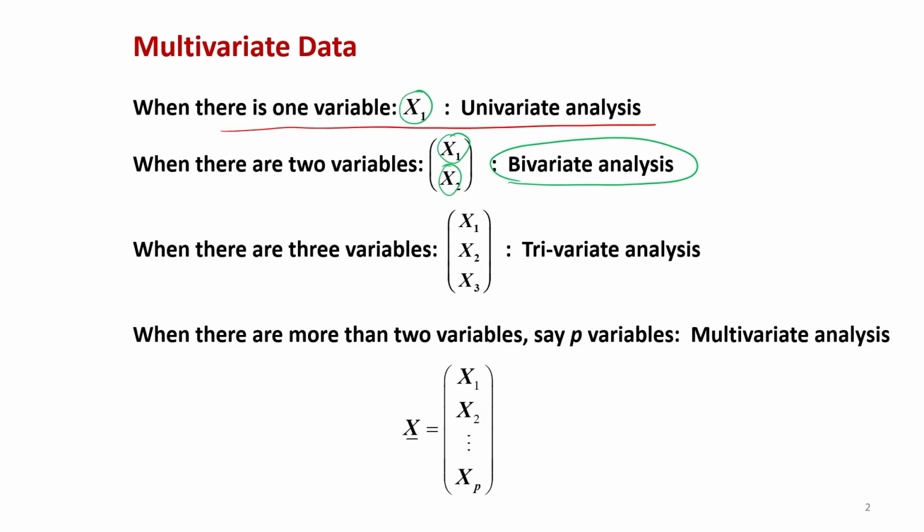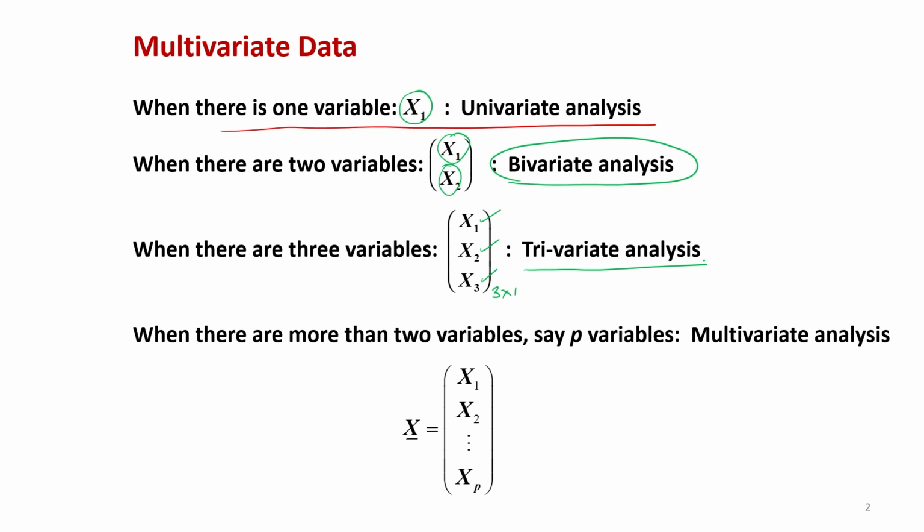Similarly, when there are three variables, say x1, x2, x3, then we write them in the form of a vector, so I write here x1, x2 and x3. So, this becomes a 3 cross 1 vector. This vector is not a data vector, but the vector from vectors and matrices, right? And based on that, when we do the analysis, that is actually trivariate analysis.